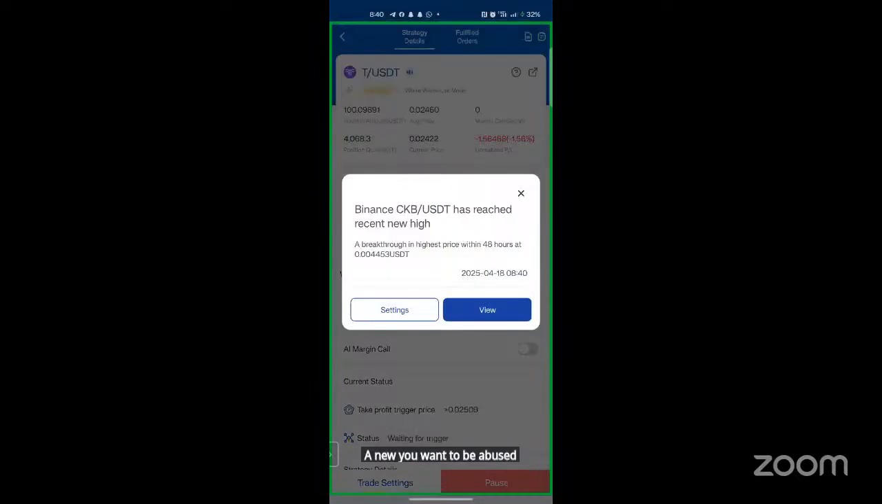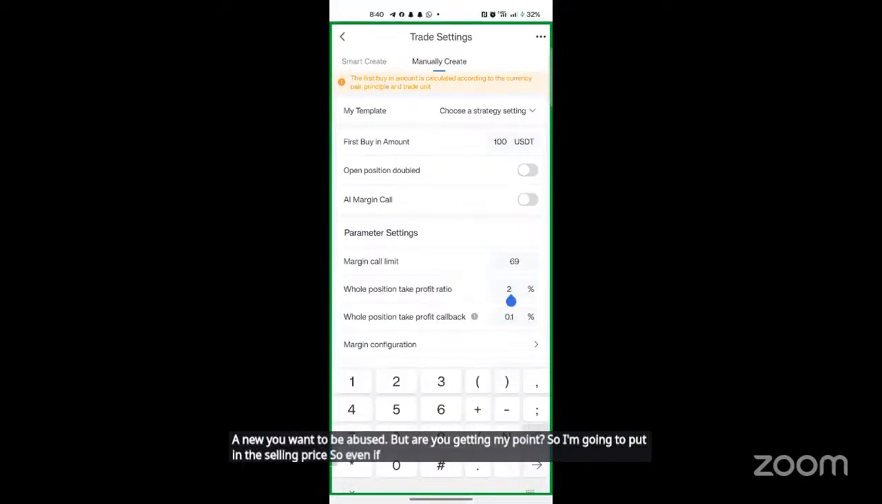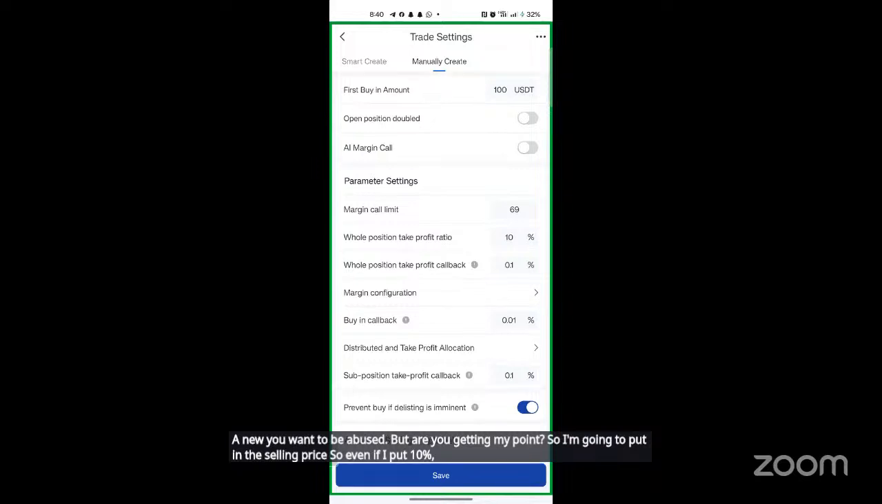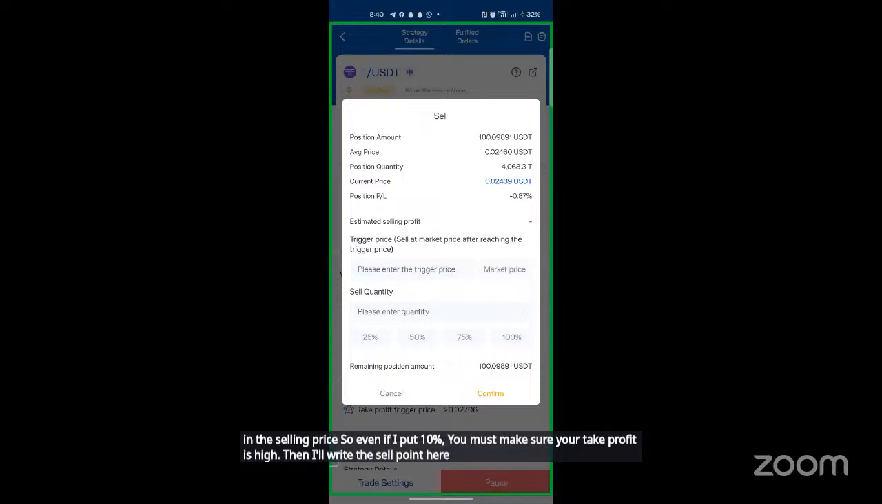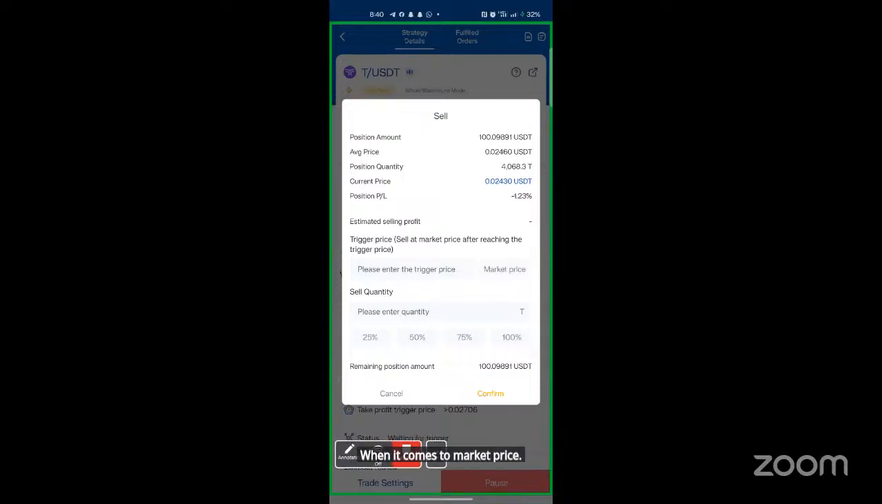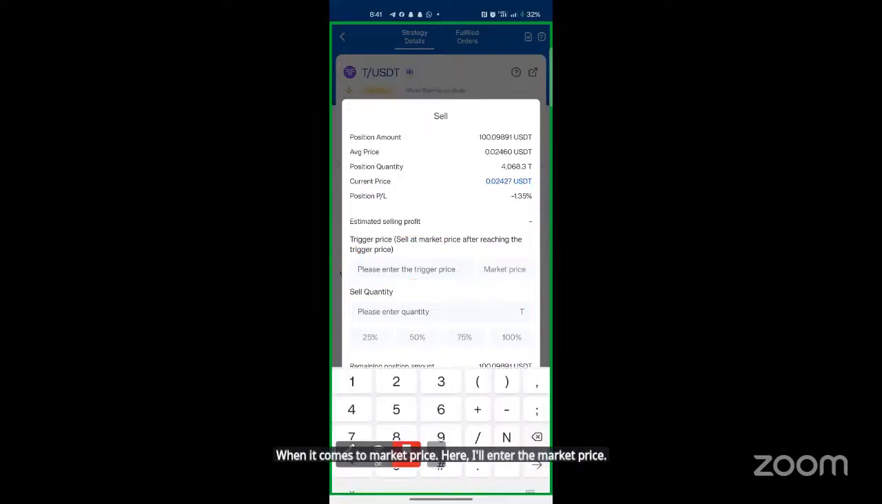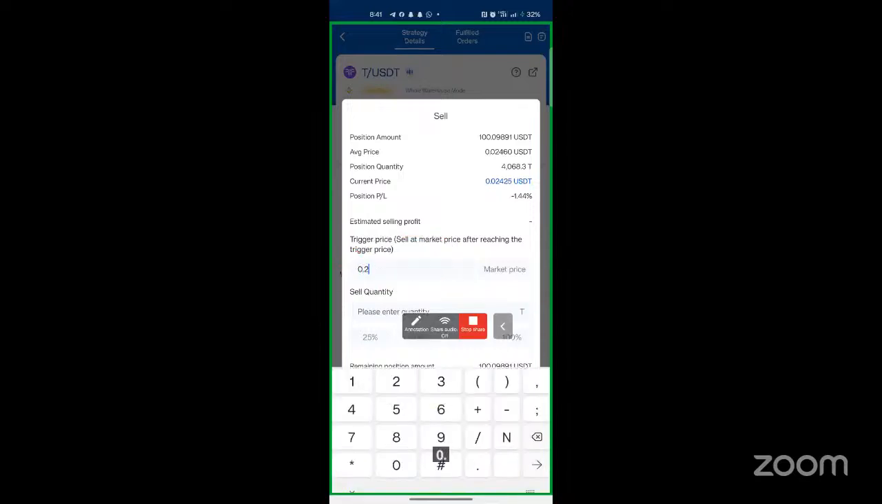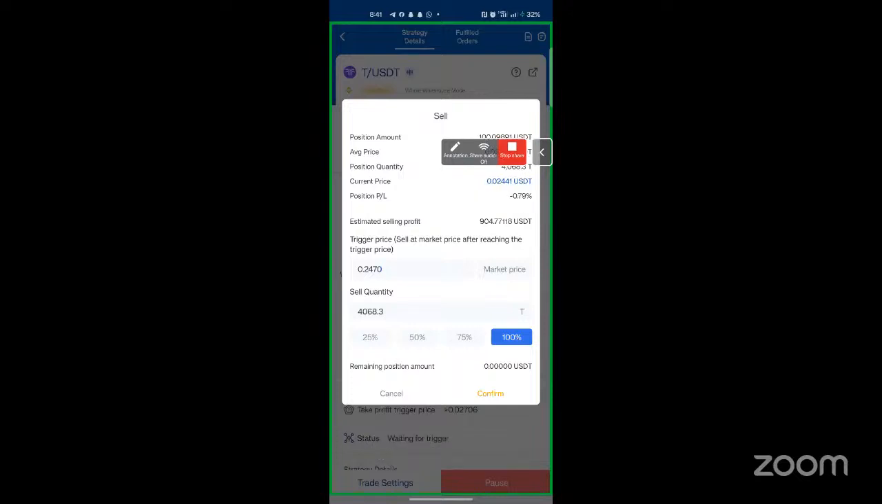But are you getting my point? So I'm going to put in the selling price. Even if here I put 10%, you must make sure your take profit is high. Then I'll write the sell point here. When it comes to market price here, I'll enter the market price 0.2470. Then I say 100%.